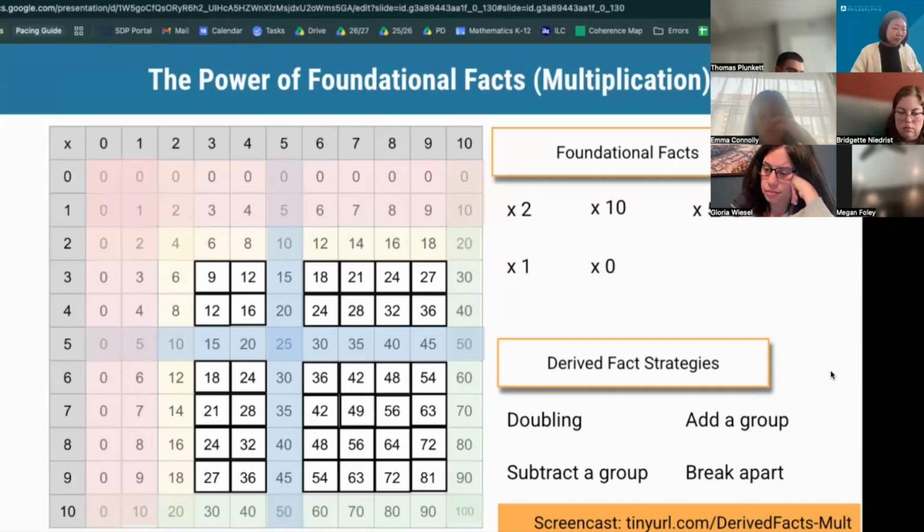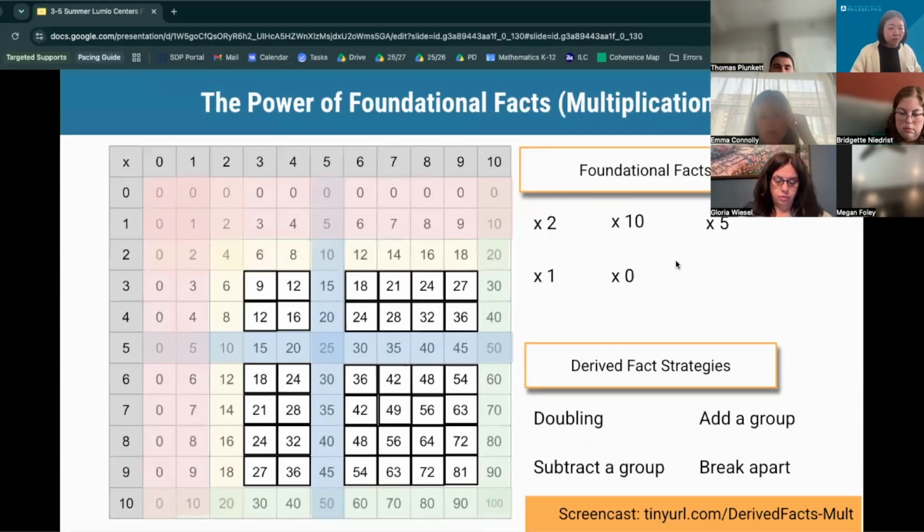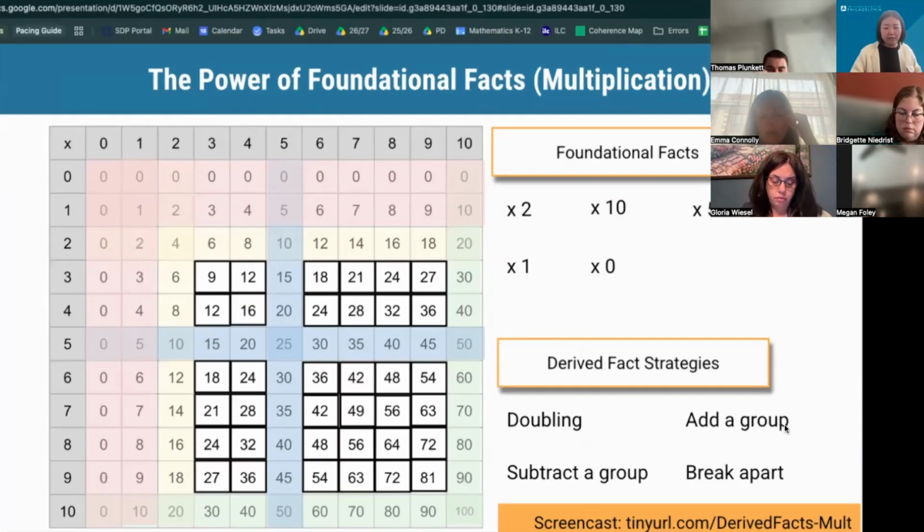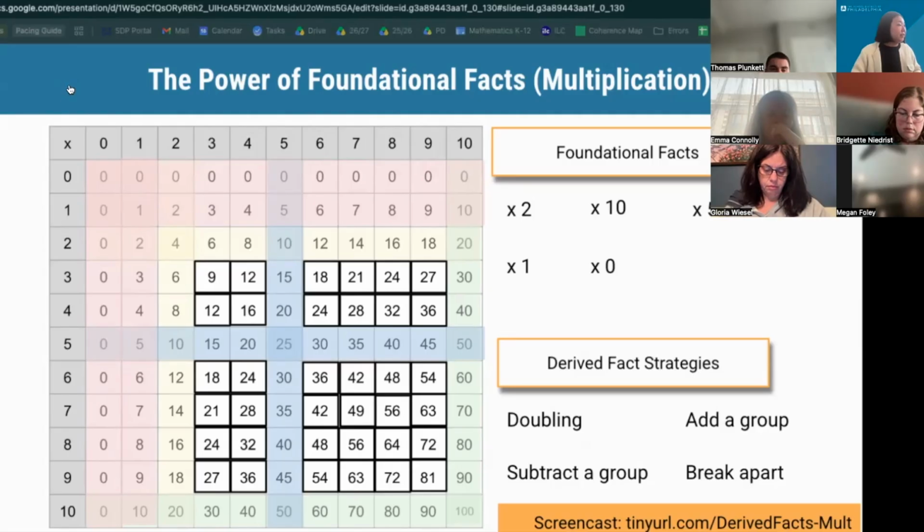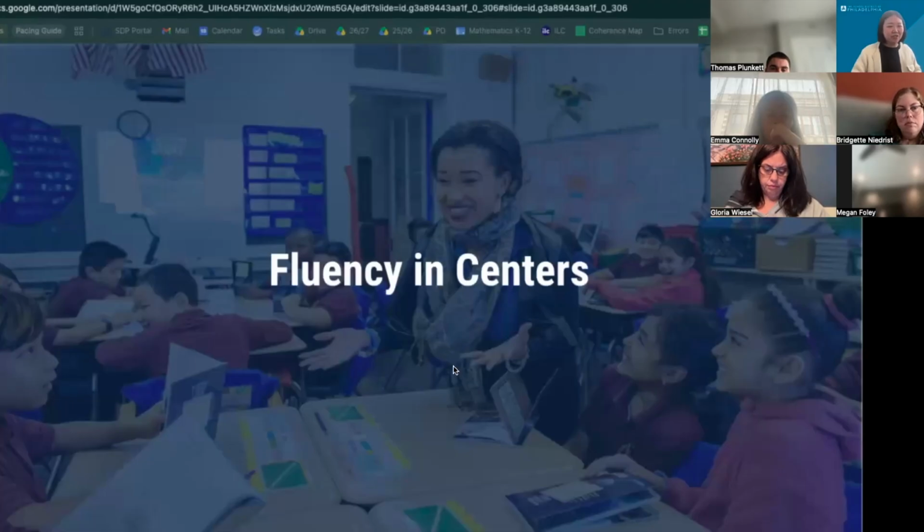So the big takeaway from this screen is it's really important students are given the opportunities to first develop their foundational facts, then use their knowledge of foundational facts to derive the harder facts of 3, 4, 6, 7, 8, and 9. One of the things that we like to say on our team is that once you know fluency, you see it everywhere.